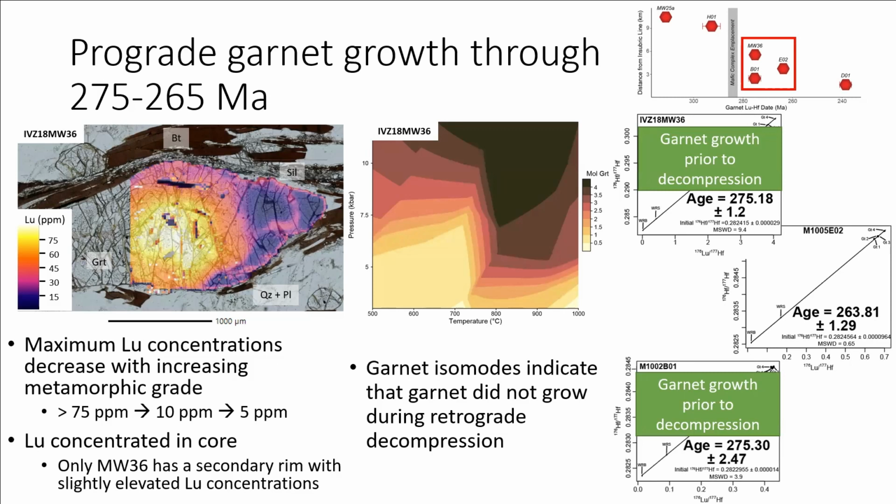I will note that we do get one sample that's a little bit younger than the other two. However, this sample is from Val Strona, which has a much higher proportion of mafic sills than Val Strona, where the other two samples are from. So we're still interpreting this date as recording garnet growth prior to decompression, but with a continued period of heating into the sill emplacements in the valley.